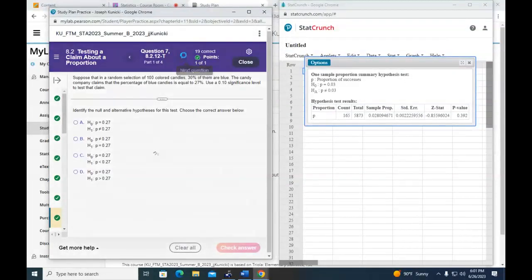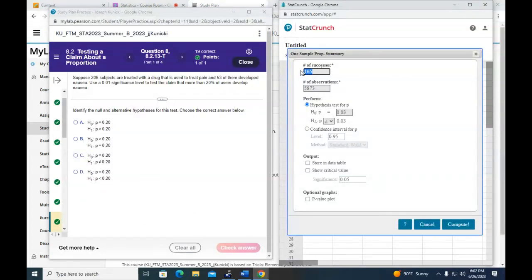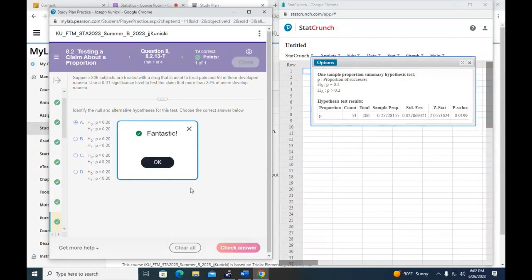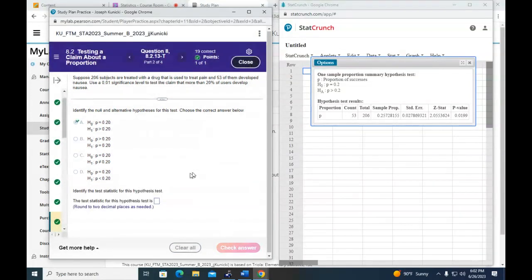Number 13. 206 subjects are treated with a drug that's used to treat pain, and 52 of them develop nausea. Use a 0.01 significance level to test the claim that more than 20% of the users develop nausea. All I have to do here is go to Options, Edit, and put in 52 here and 206 down here. Then this number becomes 20%, 0.20. The claim is more than, so it's a right tail test. And compute. It was A, right tail. I forgot to answer the first one. Test statistic 2.06.